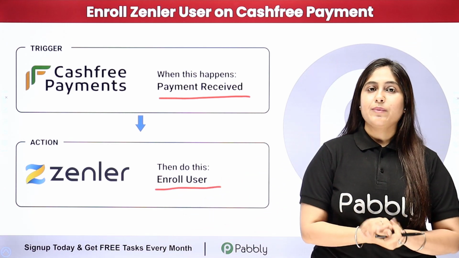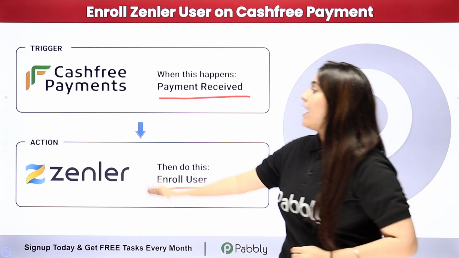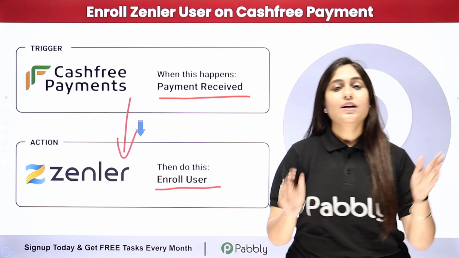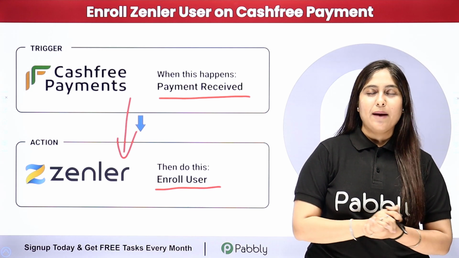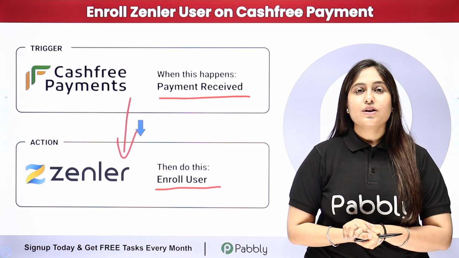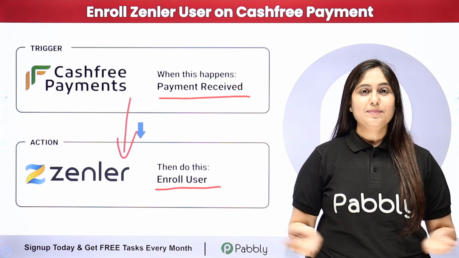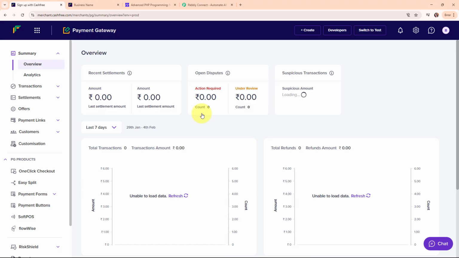Now to automate the entire process, I need to connect my Cashfree account with my Zenler account using an automation software named Pabbly Connect. So to see the working of this automation and to learn this process step by step, let me take you to my screen. Welcome to my screen.